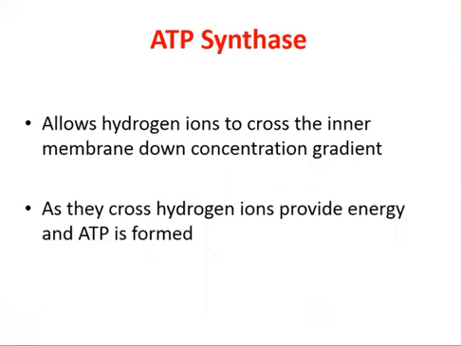The last component of ATP production within mitochondria is a protein called ATP synthase. And remember that we have a huge hydrogen ion gradient across the inner mitochondrial membrane due to the pumps. So ATP synthase allows hydrogen ions to cross the inner membrane down their concentration gradient.